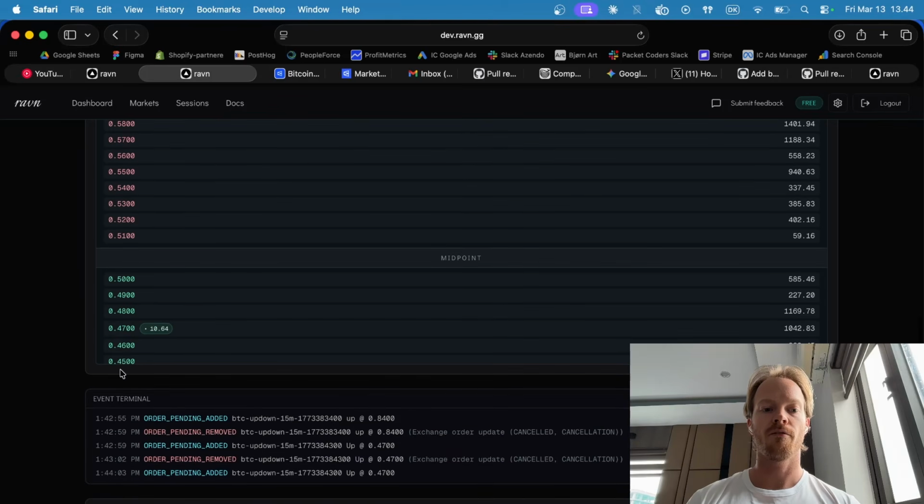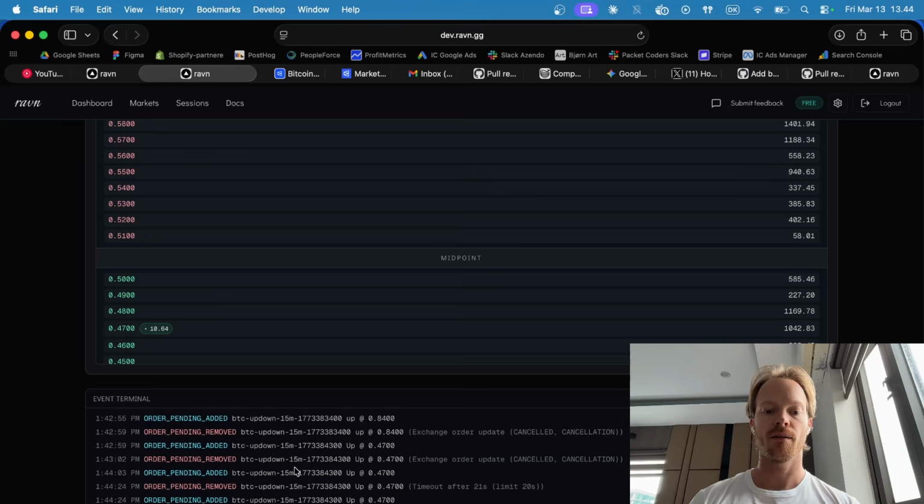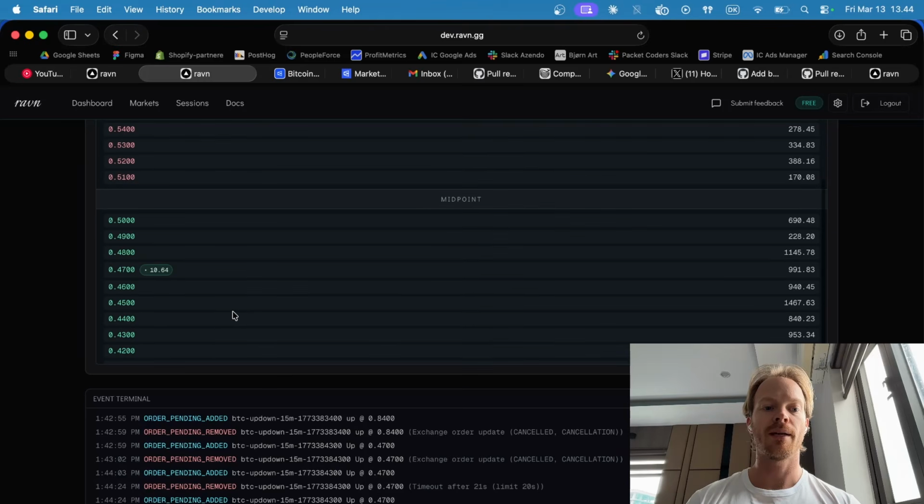Yeah, so you can see here we have a pending order now. You can see here we placed a pending order added at 47 on this market here, and you can see it with the size, so 10.64 shares. So it's currently resting here, and it should automatically be cancelled if it moves either too high up the order book or too low down. So this is where we define the formula.